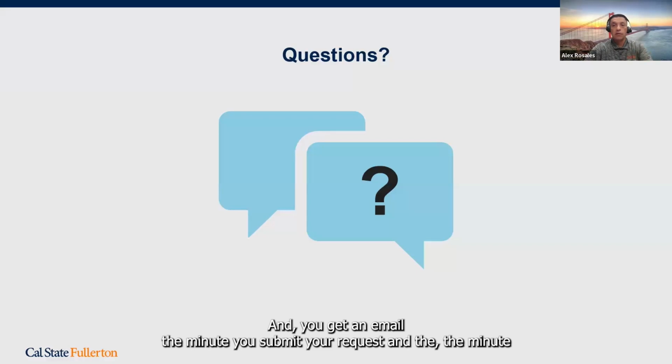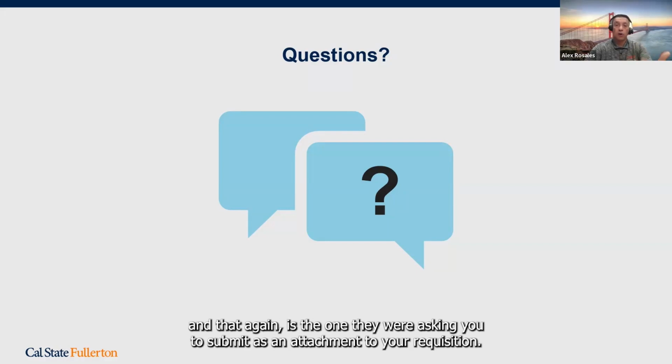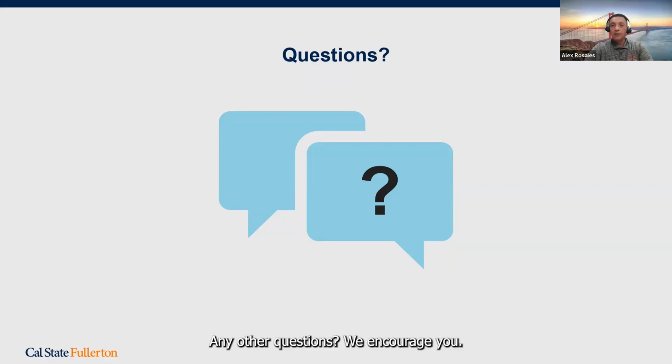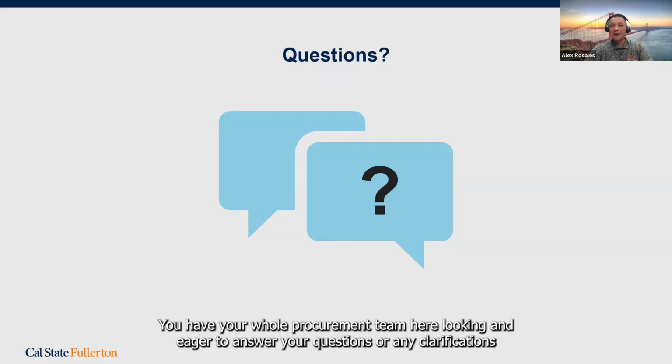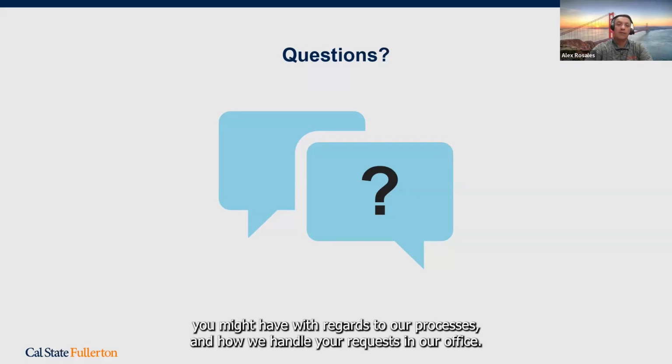You get an email the minute you submit your request, and the minute they do their review, you also get an email of the determination, and that again is the one they were asking you to submit as an attachment to your requisition. Any other questions? We encourage you. You have your whole procurement team here, eager to answer all your questions or any clarifications you might have with regards to our processes and how we handle your requests in our office.